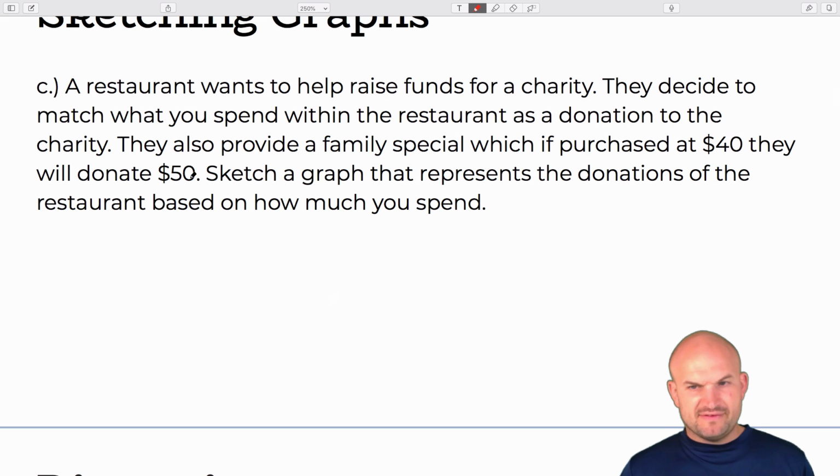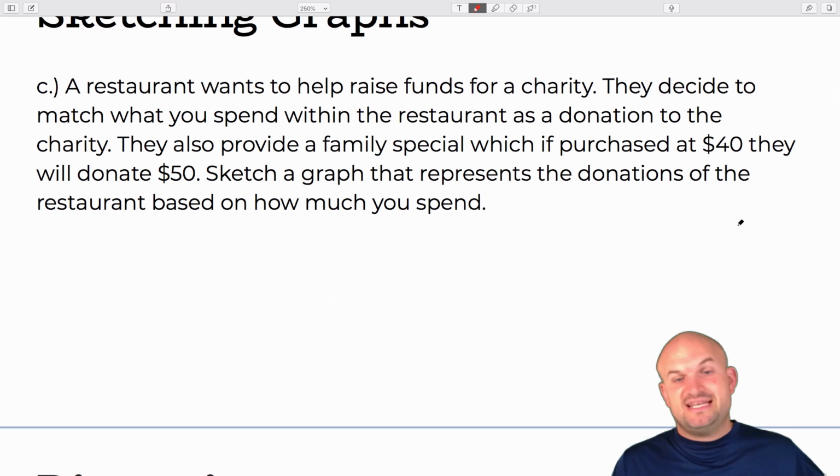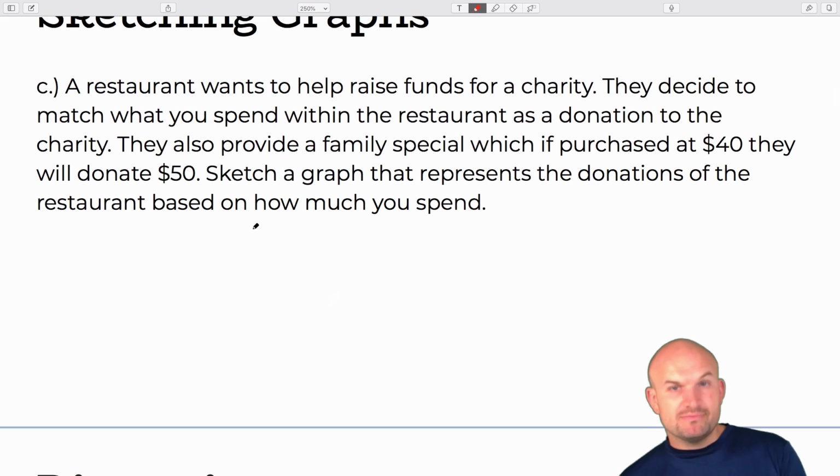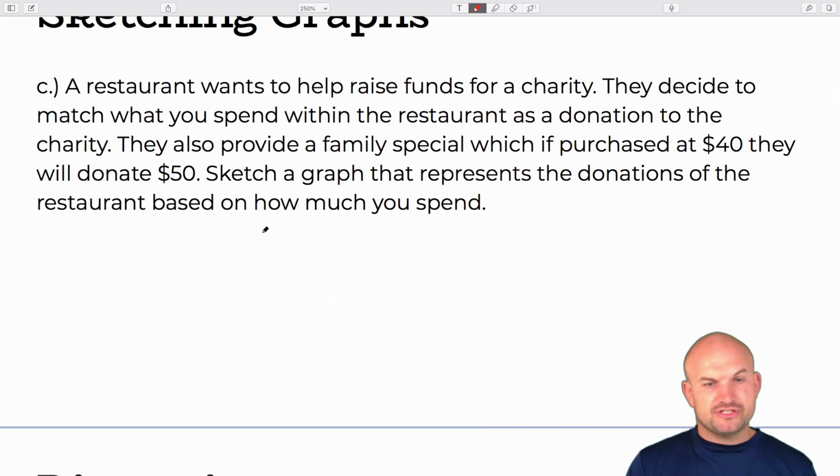I think I actually meant for that to be $100, but let's just leave it at $50. So if I purchase it at $40, then they're going to donate basically an extra $10. So everything else is dollar for dollar. Whatever you spend, they match it. So it's that equal relationship.